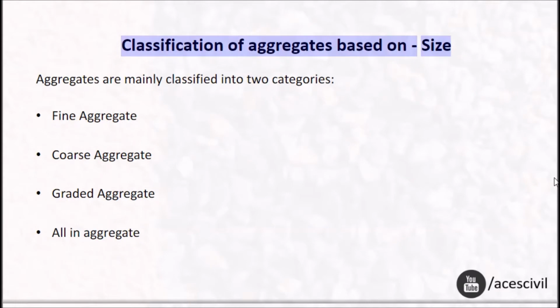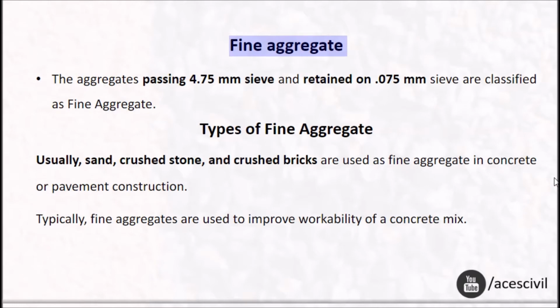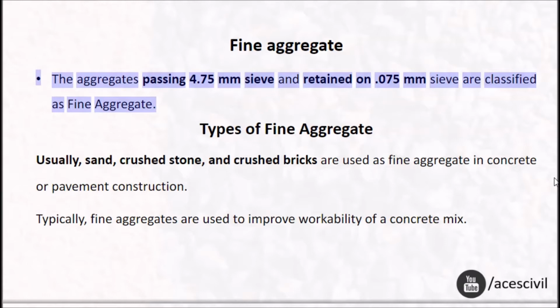Classification of aggregates based on size. Aggregates are mainly classified into categories: fine aggregate, coarse aggregate, graded aggregate, and all-in aggregate. Fine aggregate: the aggregates passing the 4.75 mm sieve and retained on the 0.075 mm sieve are classified as fine aggregate.